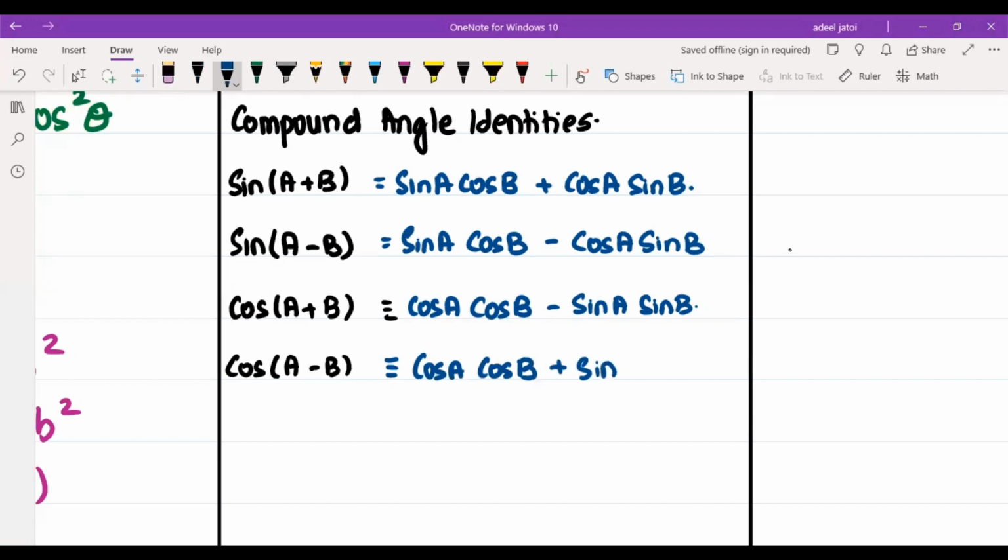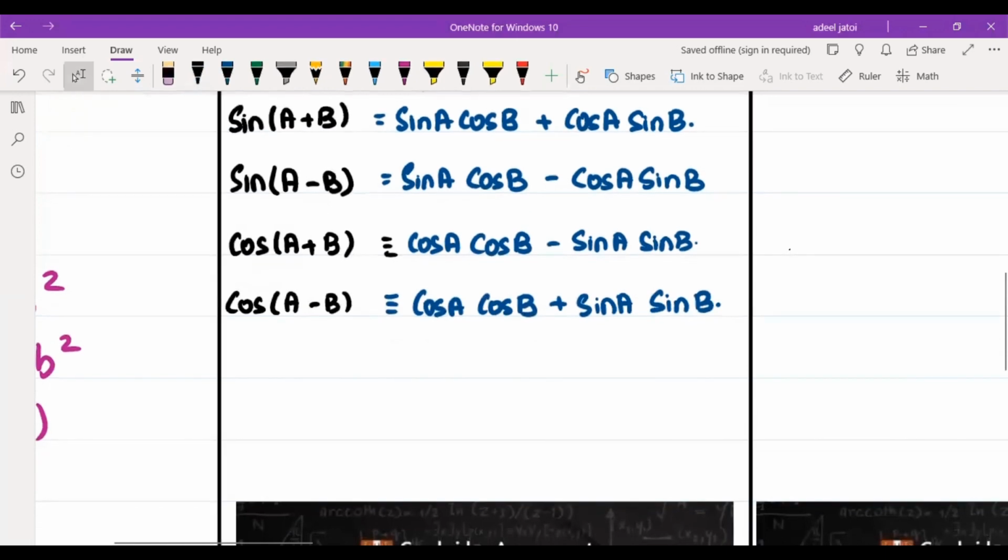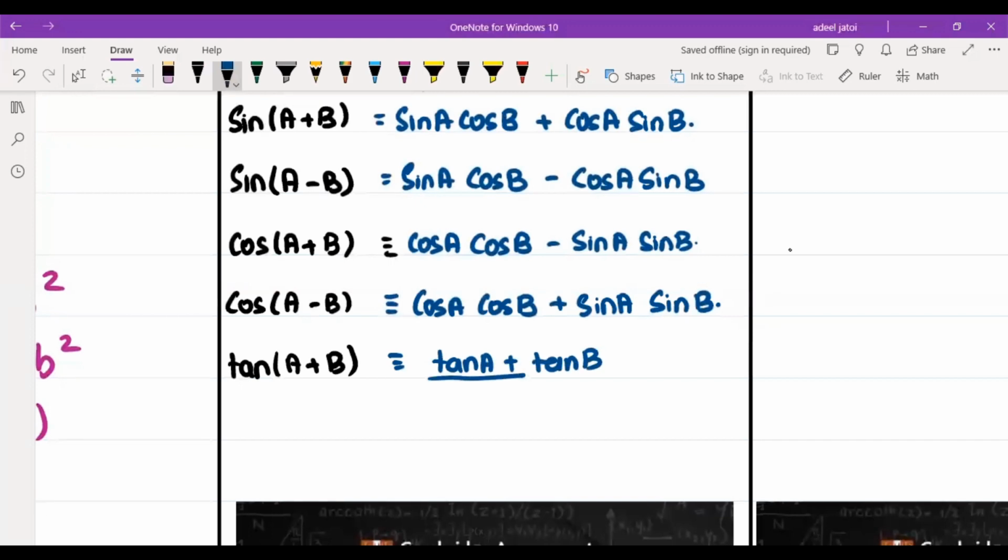It should be sine A sine B. Similarly, if we have tan A plus B, so tan A plus B is basically written as tan A plus tan B upon 1 minus tan A tan B.